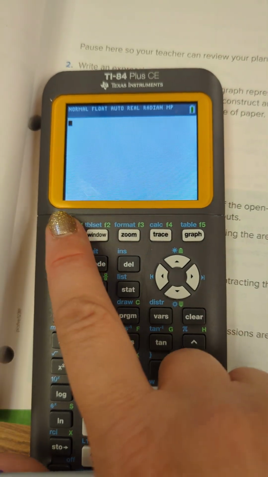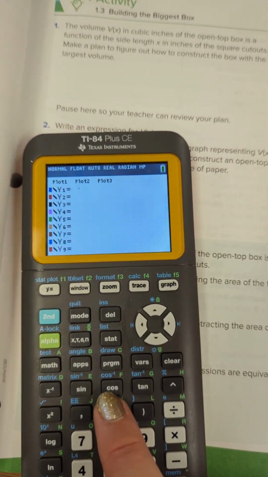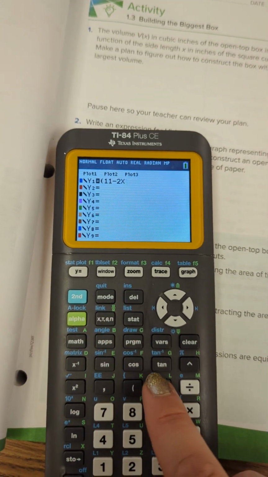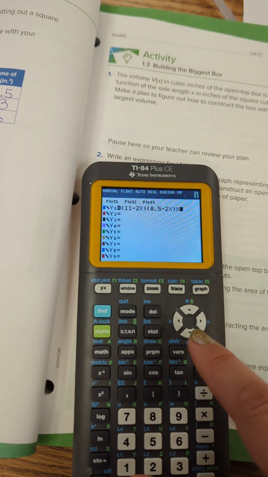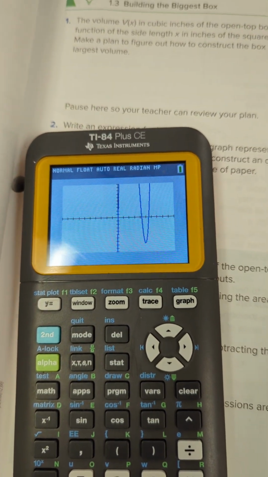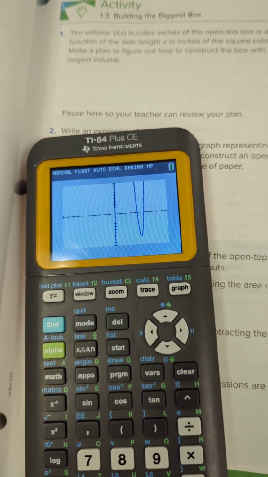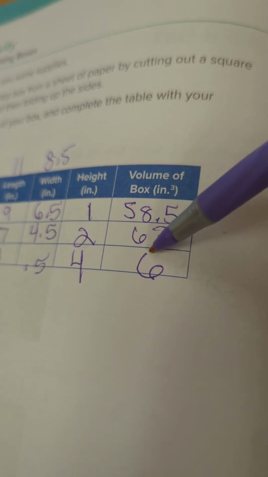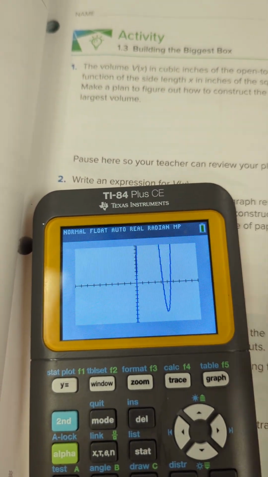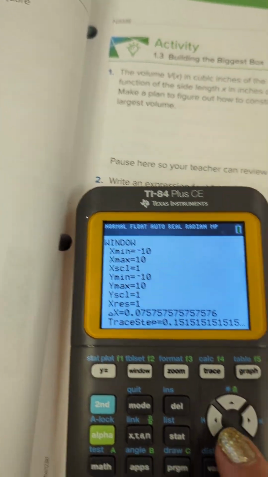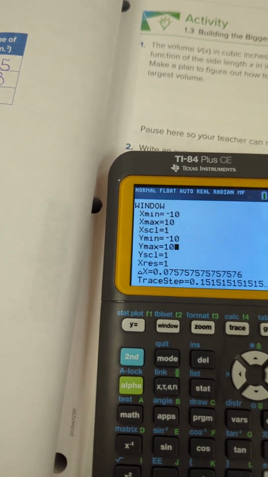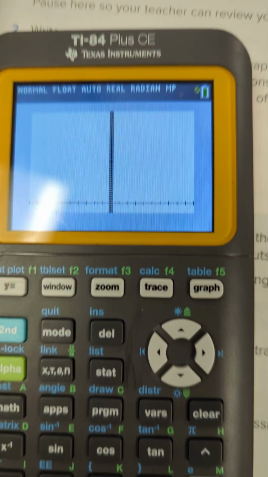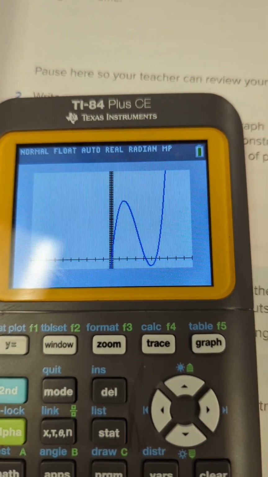In your calculator, this would be good to practice if you've not done this in a while: 11 minus 2x times 8.5 minus 2x times x. And then if you were to just graph this, you would not see the full graph. All you see is that little part right there. So you're not seeing a volume of up to like 63, because this is a 10 by 10 viewing window. So you go to the window key, and negative 10 to 10 is fine for x, but for your y max, you really should go up to like 100 for your volume. Now when you graph it, you can see the full volume curve.